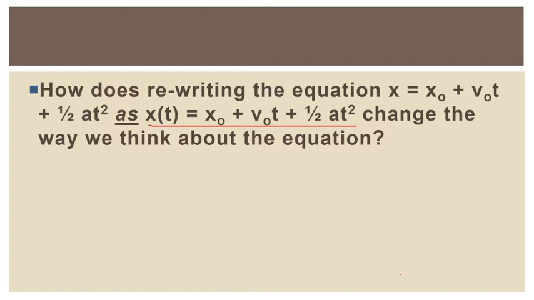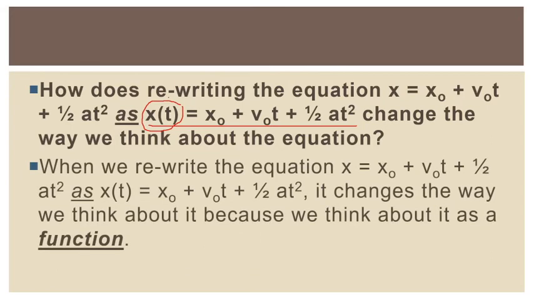Well, I think the main point here is that this part should look very familiar to you. When we rewrite this position equation with the x of t part, it changes the way we think about the equation because we think about it as a function. And that's a very important idea and a big difference between the way we use this equation in AP physics versus the way we used it in honors physics.